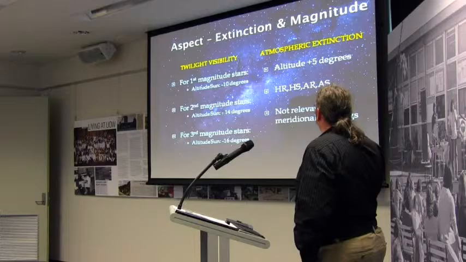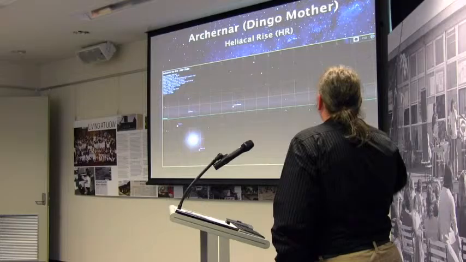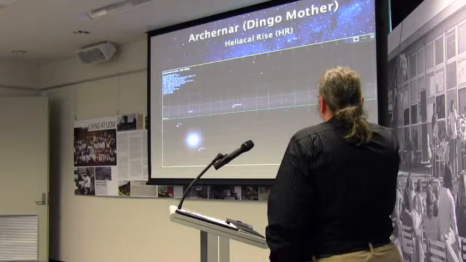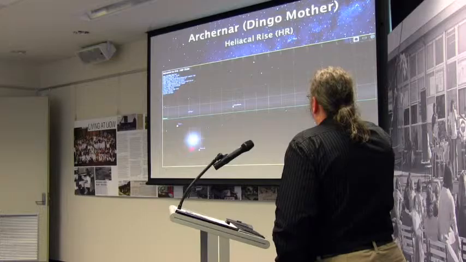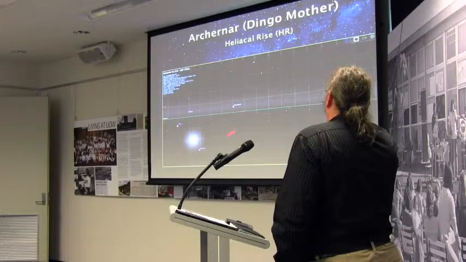Here's an example, just to illustrate this. Here, for instance, we're looking at the star called Arkana, and it represents, in the Ooldean sky, the dingo mother. And for its heliacal rise, this is how we use Stellarium for this purpose. If you look at the position of the sun here, we set it at 10 degrees below the horizon. It's one of those really bright first magnitude stars. So we set the sun at 10 degrees below the horizon, and we set Arkana at 5 degrees above the horizon.